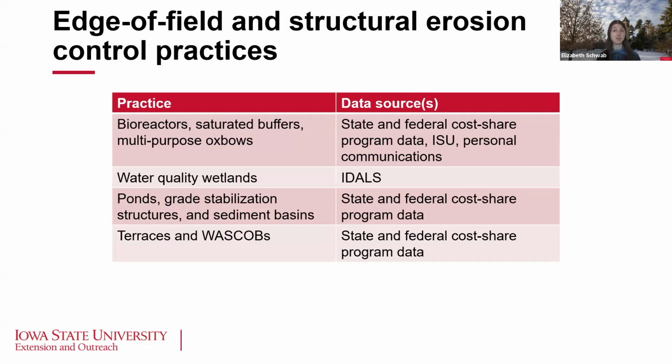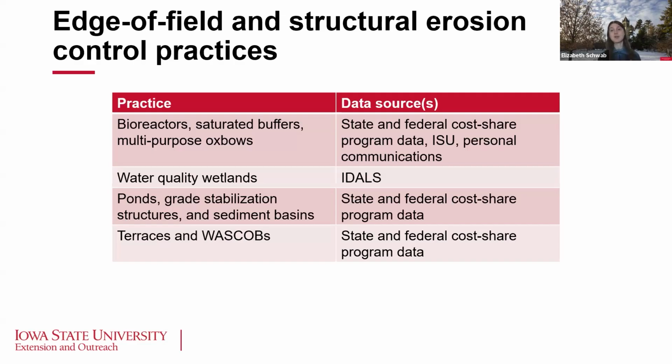We're really fortunate here in Iowa to have a lot of cost share support for installing practices like bioreactors and saturated buffers. And so we work with our partners at the Iowa Department of Agriculture and Land Stewardship to understand how many practices are being put in place and where they're being put in place. So we use that data. Iowa State University has also put in some of these things. And again, getting back to that idea of personal communications, talking with conservation program staff and helping to better understand, is there anything that we're missing that they know about?